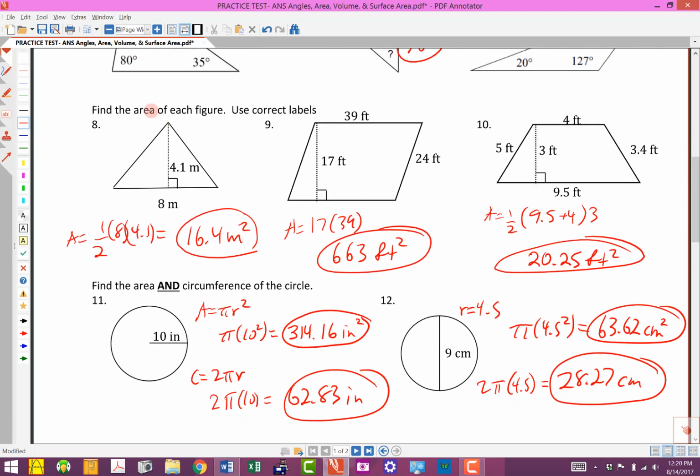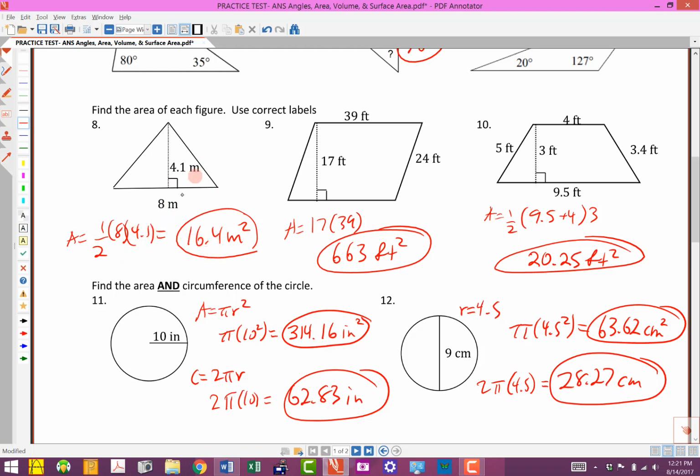This one says find the area. It would be a really good idea if you wrote the formula for each one of these. Please do not just write down the answer. At least show where you plug this stuff in. So this is a triangle. Formula is 1/2 the base times the height. There's the 1/2. There's the base. There's the height. Multiply all those together, we get 16.4.